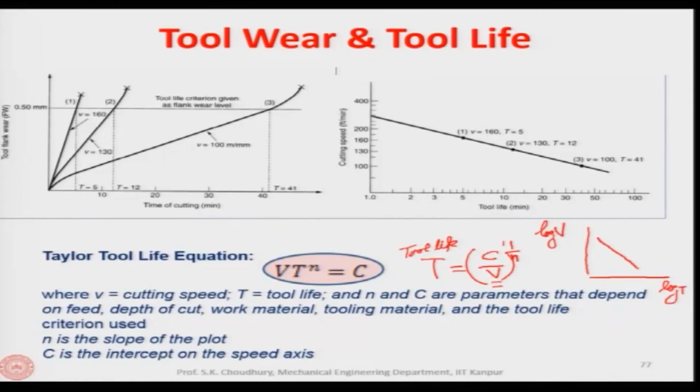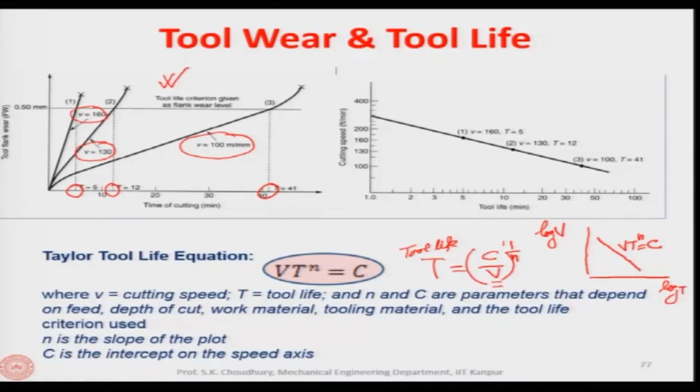So, this line will be like this, which is actually given by the equation V t to the power n is equal to c. Okay. So, this curve is taken from these experiments. That means these tool life values are placed here against the cutting speed. As I said, for 100, for example, it is this, for 130 it is this value, and so on. These values are put in the log scale and then we get this.